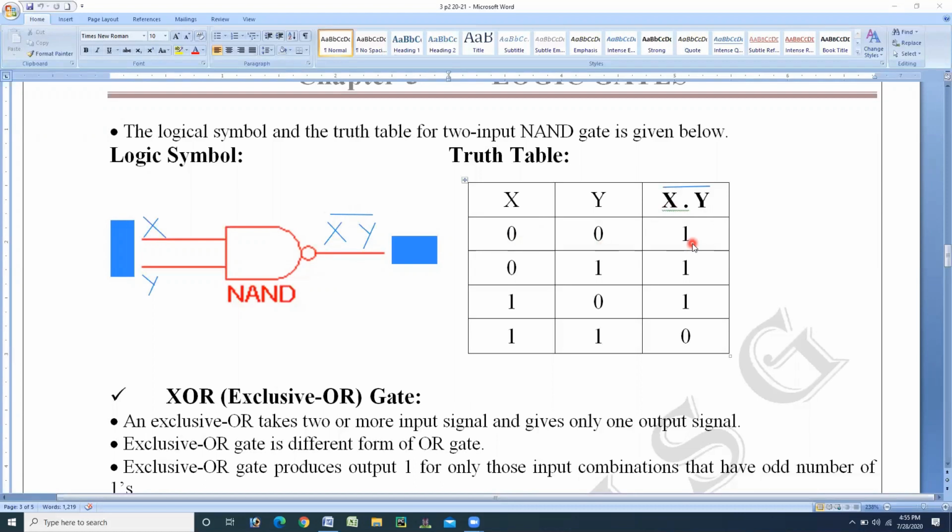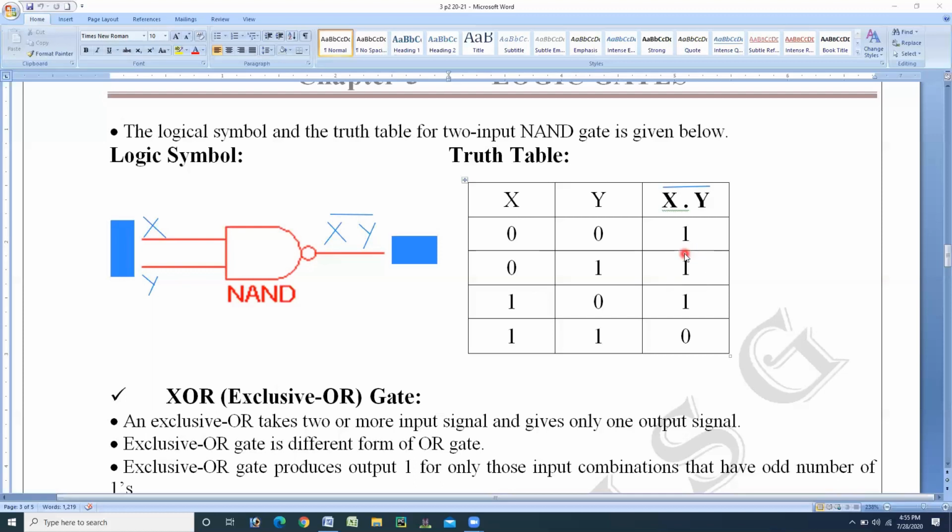And check out the second one. Second combination of inputs: X is 0, Y is 1. Logical multiplication, X dot Y, means 0 dot 1, which gives 0. That 0, the X dot Y value, is input for the NOT gate, then we get its complement. 0 complement is 1. That's why the output is 1 again.